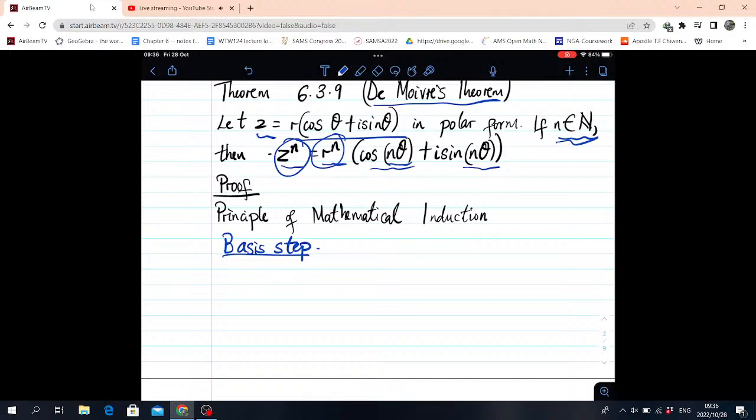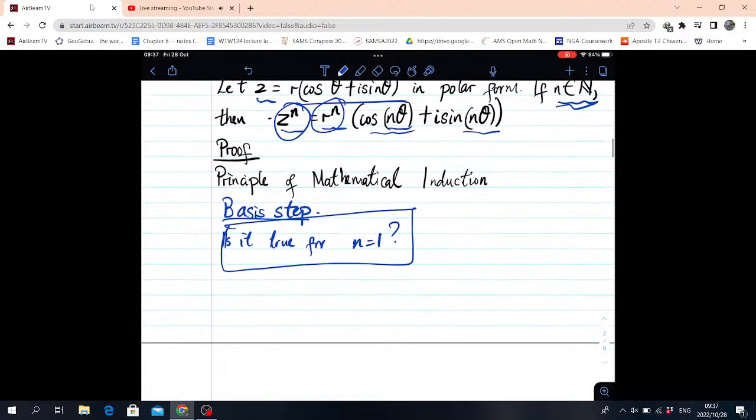Right, so what we want is to check, is it true for n is equal to 1? So the question is, is it true for n is equal to 1? That's what we want to check first, right? So that's your aside there. That's what you want to figure out. So if I look at z to the 1, right, that will be the left-hand side here.